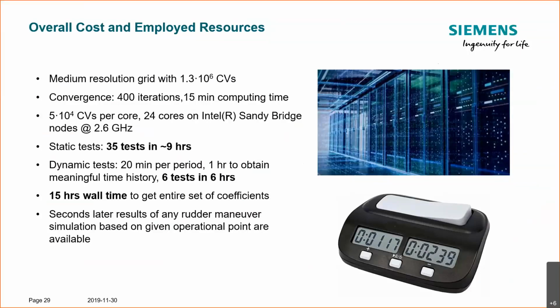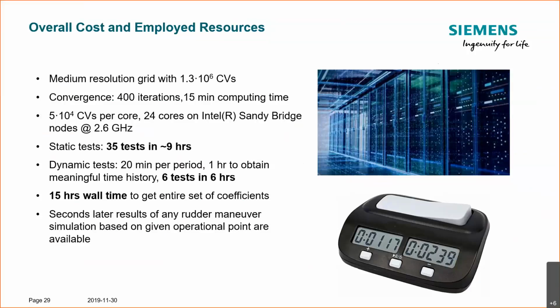So the static tests, in totality to enable the regression analysis, number 35. And if you have only 24 cores available, then that is done in 9 hours. If you have more available, apparently you can split that and get there even faster.